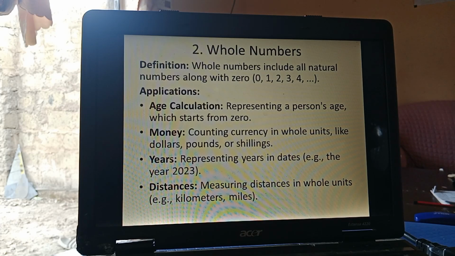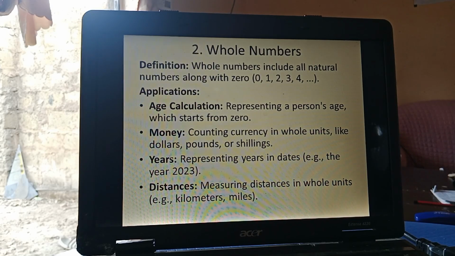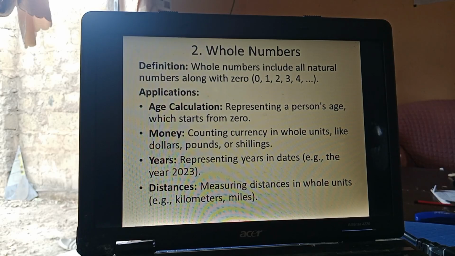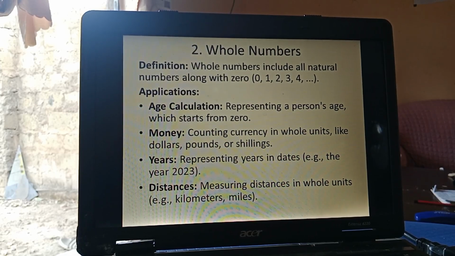Age calculation. Representing a person's age, which starts from 0. Money. Counting currency in whole notes, whole units, like dollars, pounds, or shillings. Years. Representing years in dates, e.g., the year 2023. You can see there is a 0 in between there. Distances. Measuring distances in whole units, e.g., kilometers, miles. Where you start to measure is represented by 0.